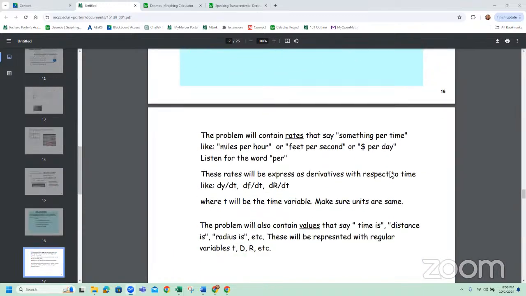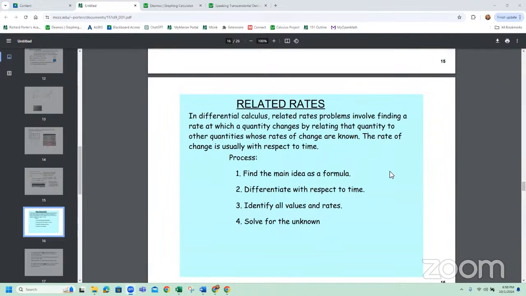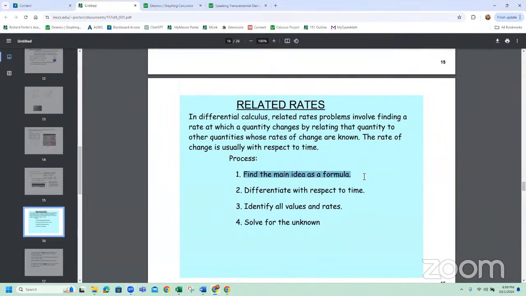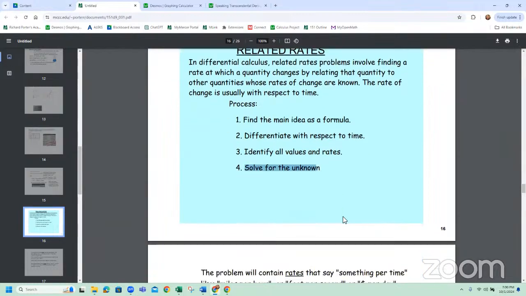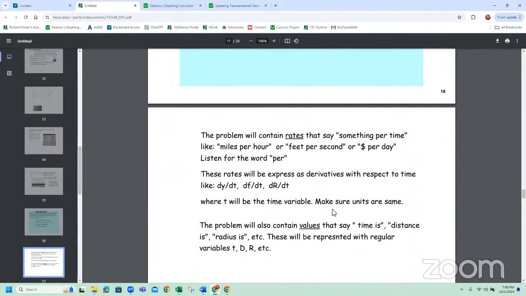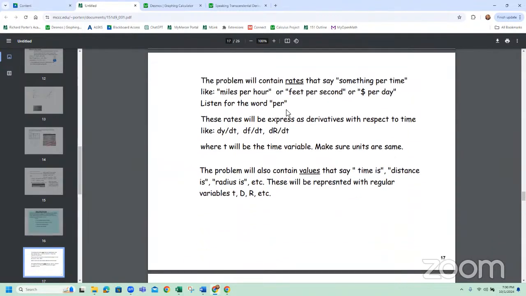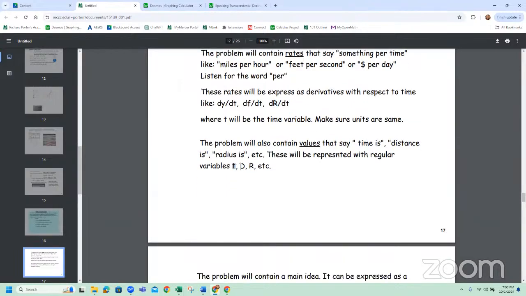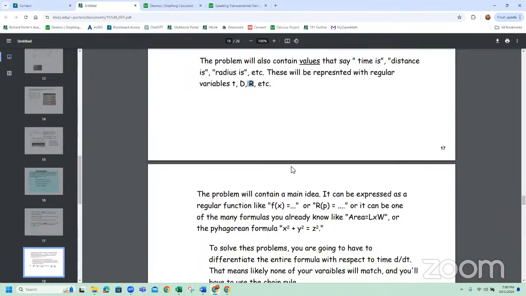All right, so how do we deal with related rates? You're going to start with the main formula. You're going to differentiate with respect to time, so you're going to get rates. Then you're going to identify all your rates and values, and then you're going to solve for whatever is unknown. So that's the 4 steps we're going to use. When we take the derivative with respect to time, the rates will look something like dy/dt, df/dt, dr/dt. Those will be instantaneous rates of change. The values will just be regular variables, t, d and r, whatever.